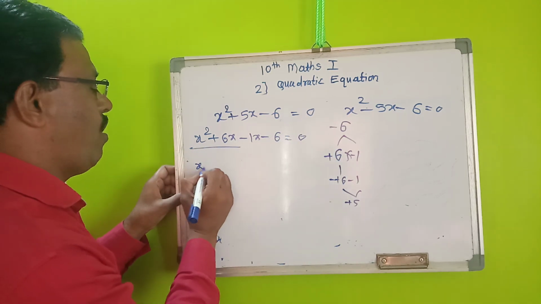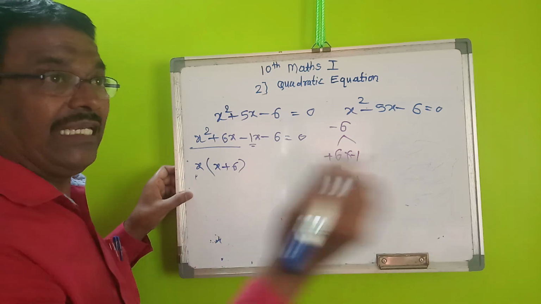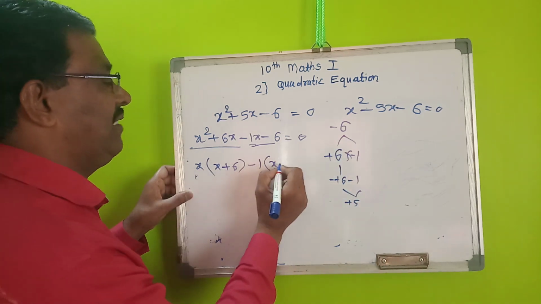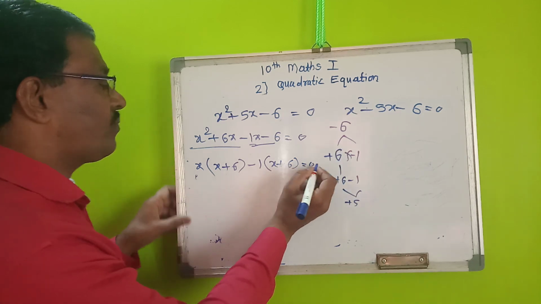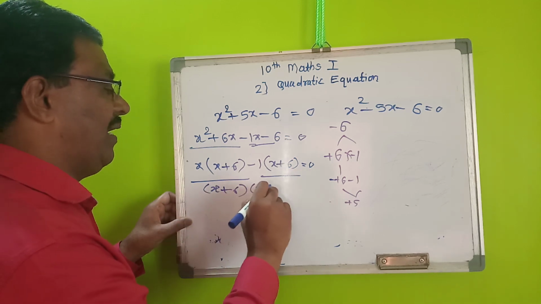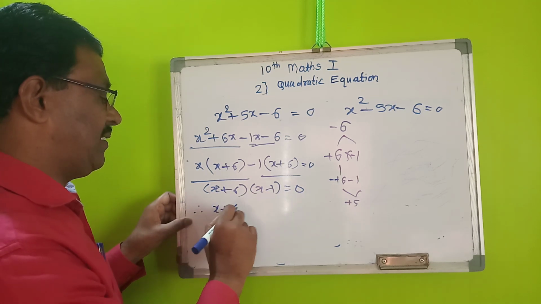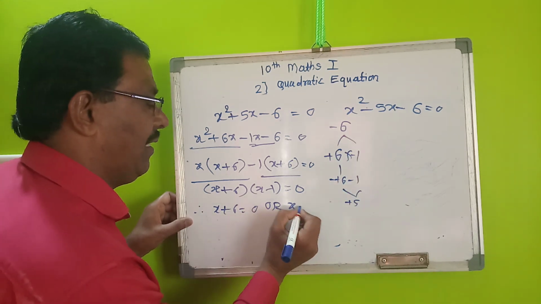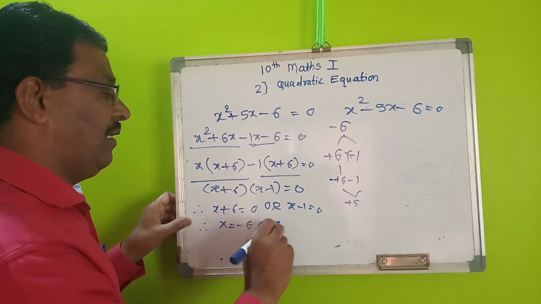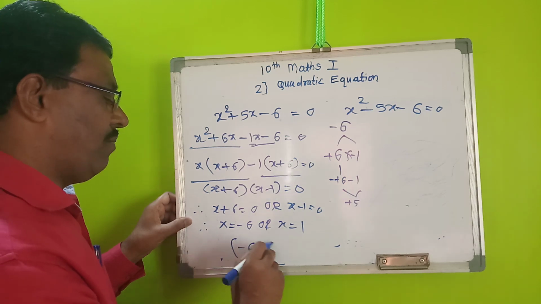Here x is common, so x plus 6. Since the third term is negative, take the negative sign. There is no visible common factor, but 1 is always common. So minus 1, x plus 6 is equal to 0. In this case, x plus 6 is common, so x plus 6 into x minus 1 is equal to 0. The product of these two terms is 0, so x plus 6 is equal to 0 or x minus 1 is equal to 0. So x is equal to minus 6 or x is equal to 1.